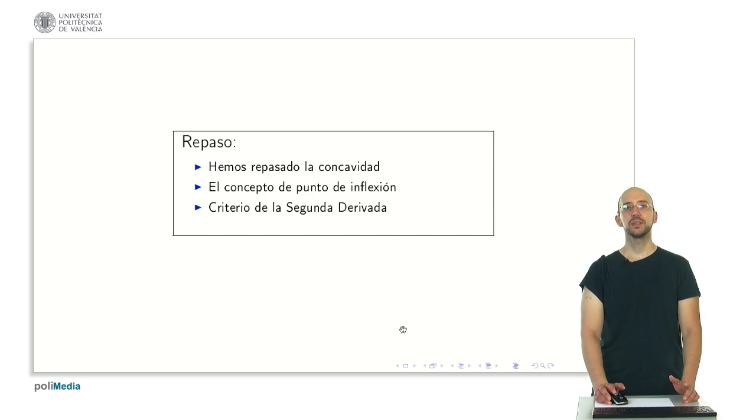In this unit, we learned about concavity, inflection points, and the criterion of the second derivative, which will be used a lot.